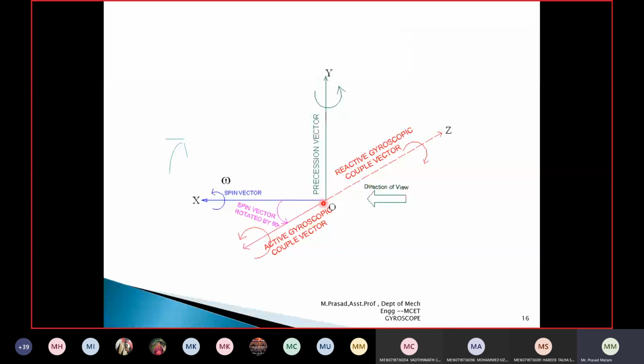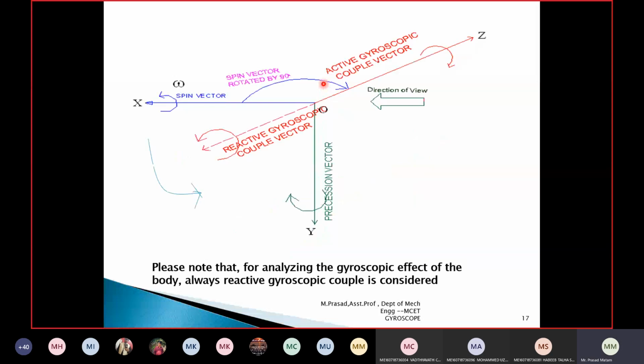Now the disk is moving towards the back side. This is the front portion, this is the back side. The disk is moving towards the back side, taking the left direction, which means the precession vector will always come above. If it is taking a right turn, the precession vector has to come downwards. Remember these statements. When the disk is moving in the forward direction, taking a left turn, the precession vector will come upward. The disk is moving forward, taking a right turn, the precession vector acts downward.